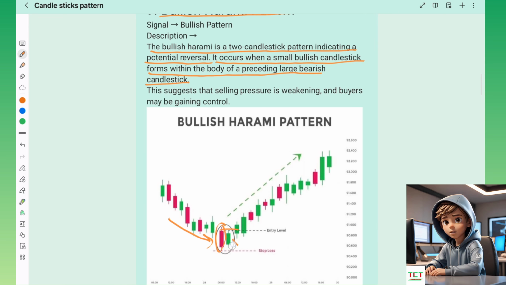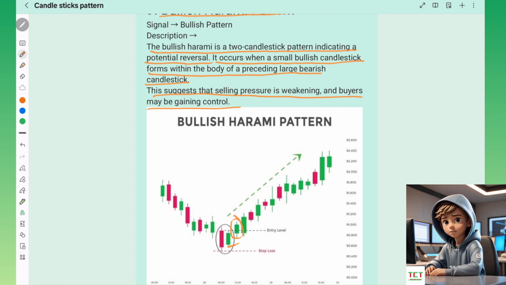The sellers who were dominating before can't push the price down anymore, and buyers are starting to gain control, though slowly. The small green candle shows that the market is finding support. It's not going down much anymore, and this could be the beginning of a reversal. Now, the Bullish Harami itself is a warning signal. It says, hey, the downtrend might be ending, but for confirmation, traders usually wait for the next candlestick.